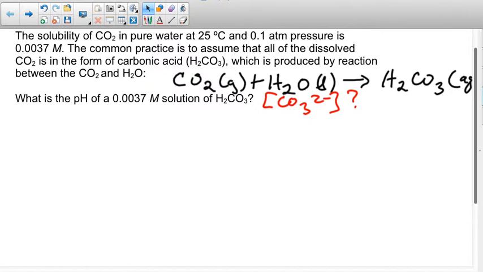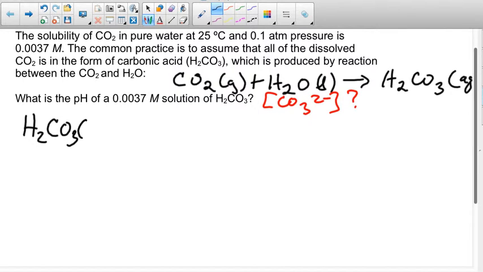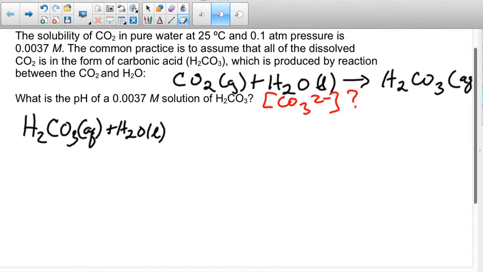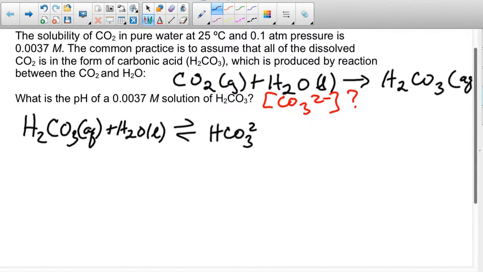Beautiful. It's for the loss of hydrogens. And really, when we think about a diprotic weak acid, we are actually having 2 equilibrium systems. The first one, we would have carbonic acid plus water, in equilibrium with the hydrogen carbonate ion and the hydronium ion.